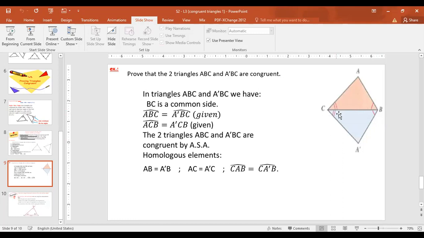This angle is equal to this angle, then the two triangles are congruent by ASA. The homologous elements: the angle at vertex A, which is BAC, will be equal to the angle at vertex A prime, which is BA prime C. So this angle and this angle are equal by homologous elements, because the 3 angles in the first triangle will be equal to the 3 angles of the second triangle. Side AB will be equal to side A prime B, and side AC will be equal to A prime C.